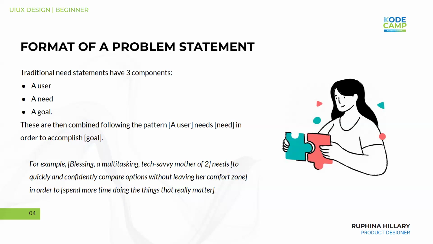Like I've said before, a traditional problem statement has three components. It has the user, it has the need, and it has the goal. So if you notice now, in this problem statement, I did not mention the problem. Some people might think a problem statement is just all about the problem. You're supposed to state the problem, but it's more than that.